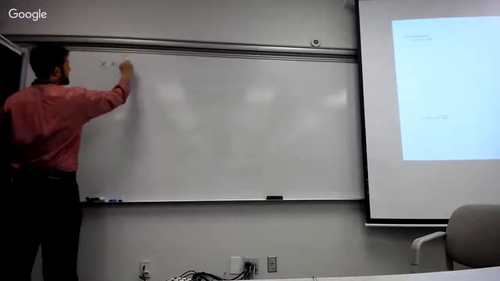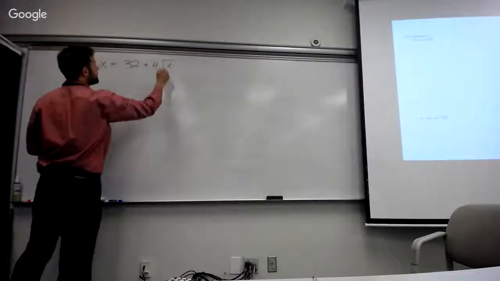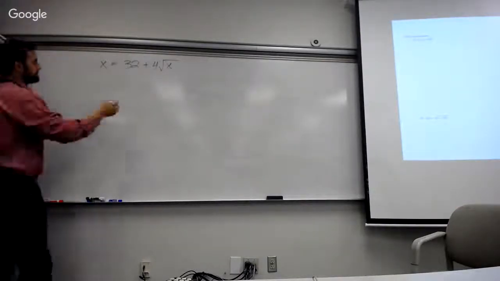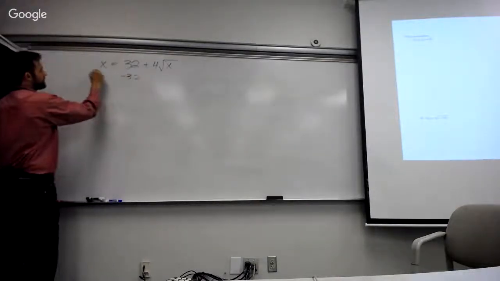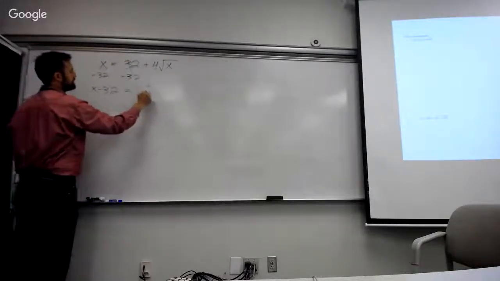So I'm going to make it x if you don't mind, because I think s is a terrible variable. So x equals 32 plus 4 root x. In order to square the root, to get rid of it, we have to isolate the root. So how do we isolate the root? Move the 32 over. x minus 32 equals 4 root x.